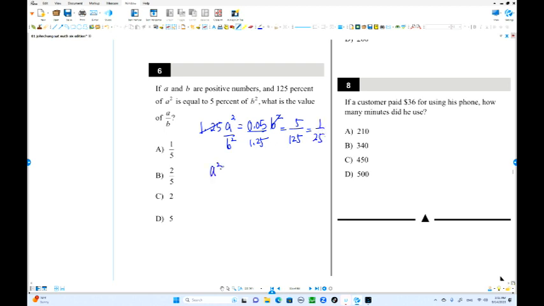That is a squared over b squared equals 1 over 25. Okay? So, to find a over b, you can take the square root. So a over b equals what? 1 over 5 is the answer, okay?